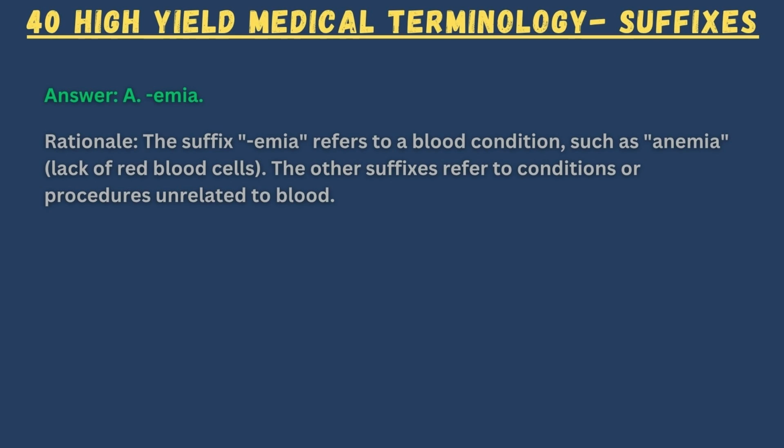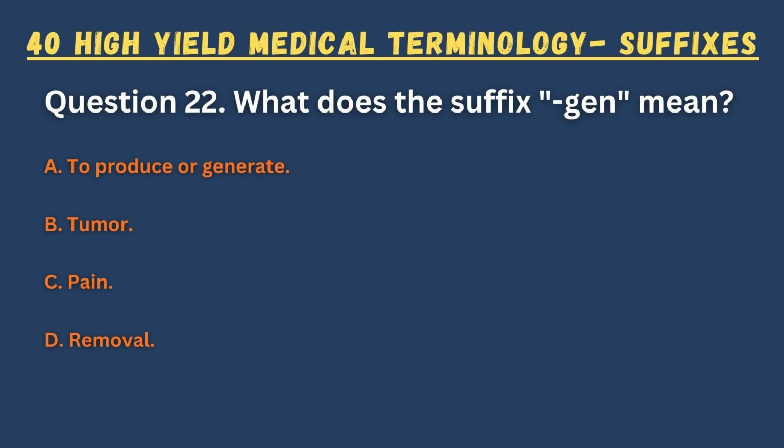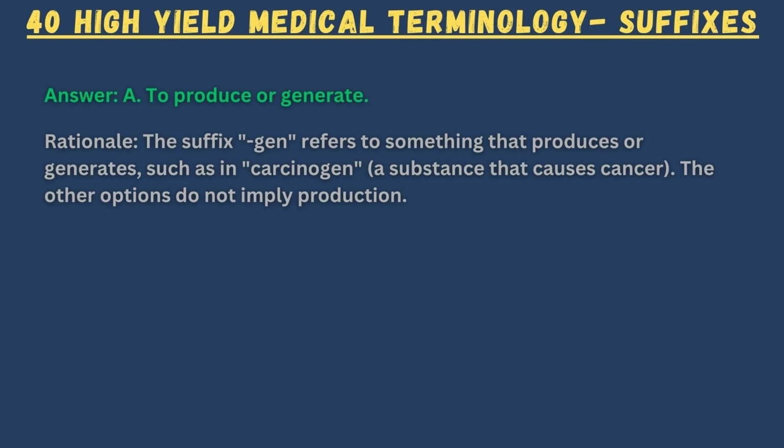Rationale: the suffix aemia refers to a blood condition, such as anemia, lack of red blood cells. The other suffixes refer to conditions or procedures unrelated to blood. Question 22. What does the suffix gen mean? A. To produce or generate. B. Tumor. C. Pain. D. Removal. Answer: A. To produce or generate.